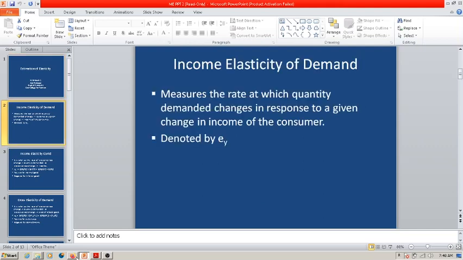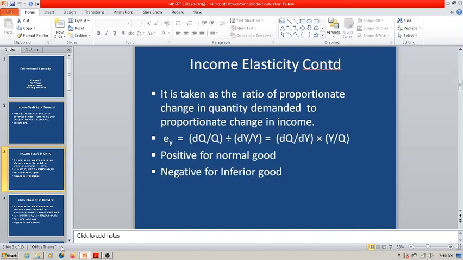Coming to the income elasticity of demand, as you all know, it measures the rate at which quantity demanded changes in response to a given change in consumer's income. We can denote income elasticity of demand as E subscript Y, since it is taken as the ratio of proportionate change in quantity demanded to proportionate change in income.